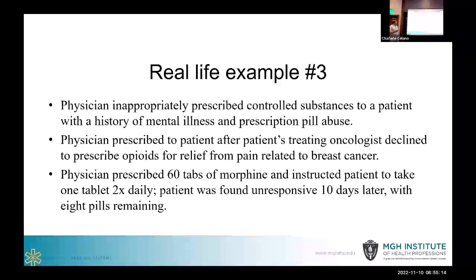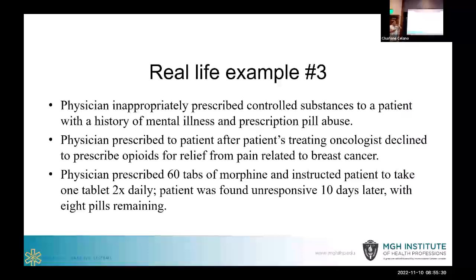So in example number 3, this was a physician who inappropriately prescribed controlled substances to a patient who had a current mental illness and also a prior history of opioid abuse. So that physician prescribed. This was a really tough case.